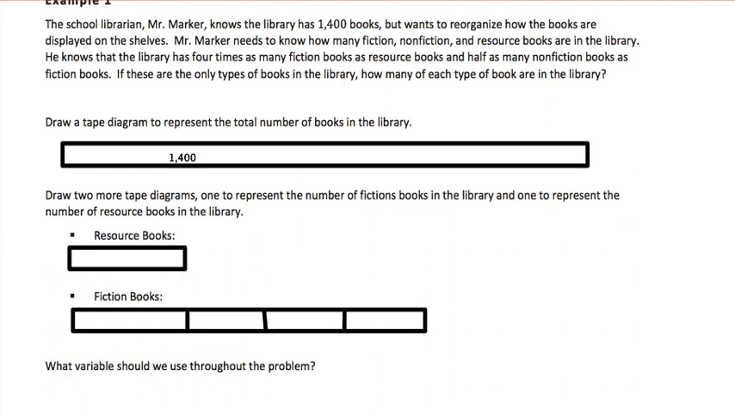So in starting off, we have a large tape diagram representing the 1,400 books that are in the library. Then we have 2 more tape diagrams. One is the resource books, and we know that there are 4 times as many fiction books as resource books. So I made a small section of resource books and then 4 times that for the fiction books.